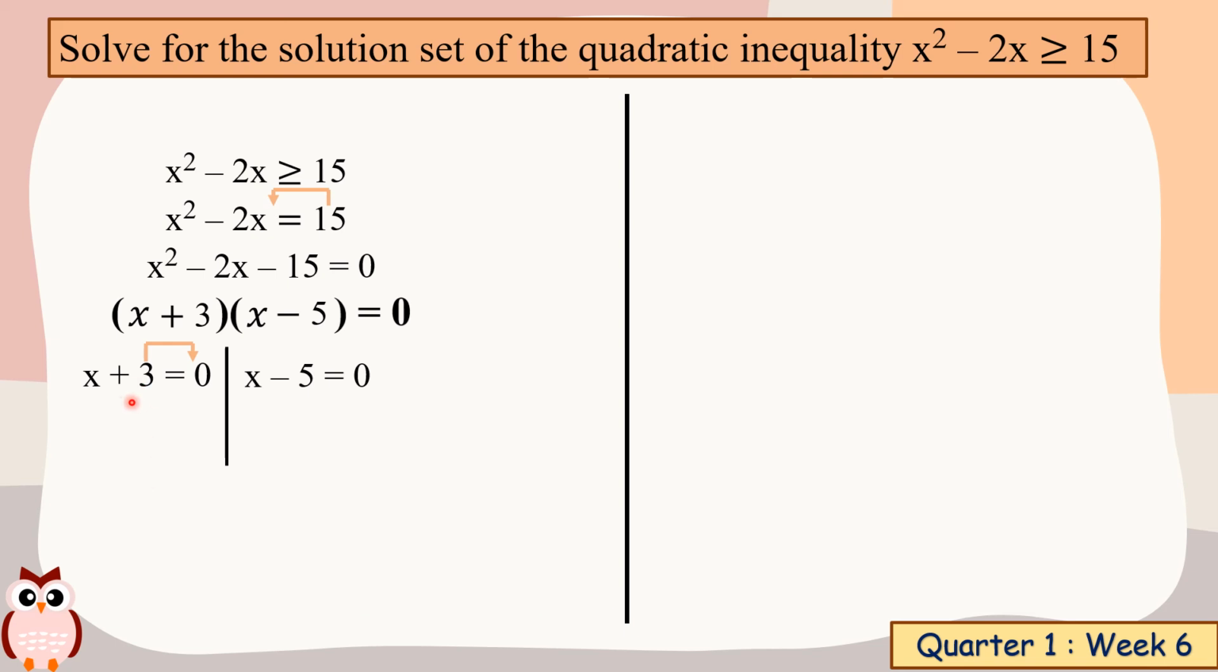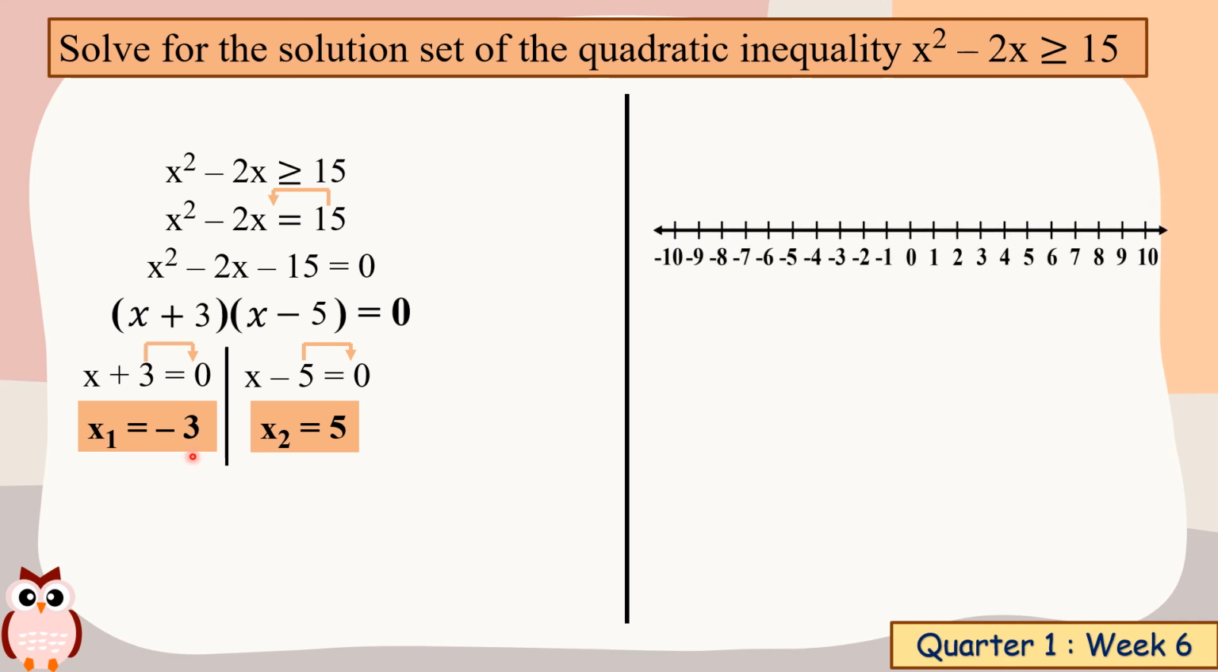We have to move positive 3 to the other side of our equation. So that's why it will become negative 3. Then for the next value of our root, we're going to move negative 5 to the other side of our equation so that our x sub 2 is equal to positive 5. Next, we have to plot the two roots that we obtain here on our number line.